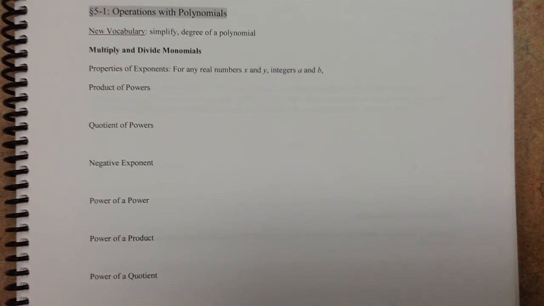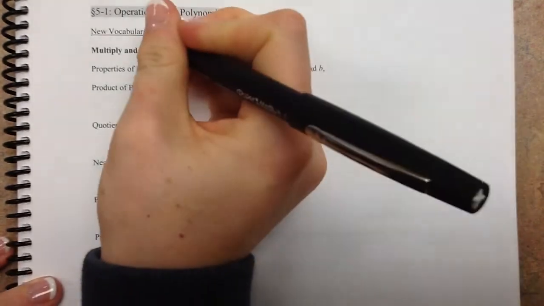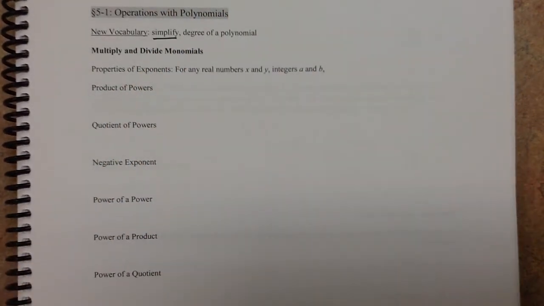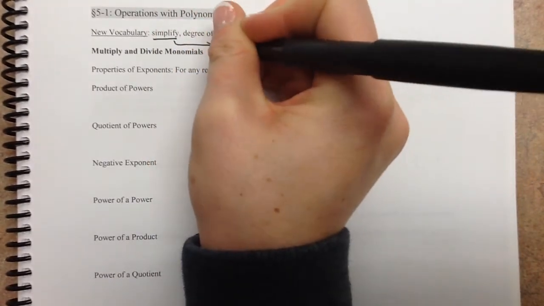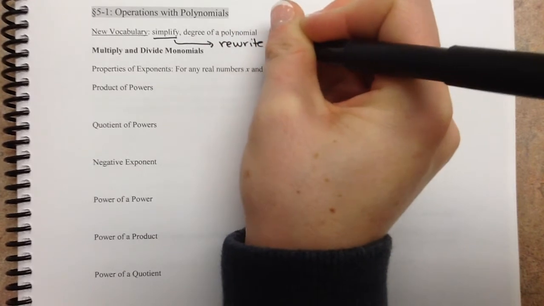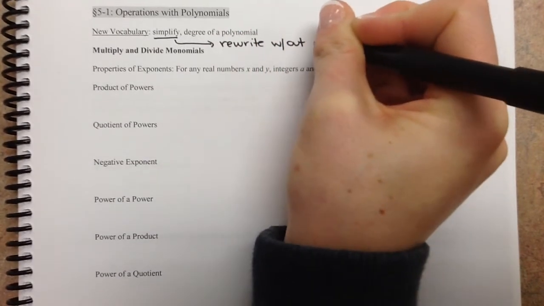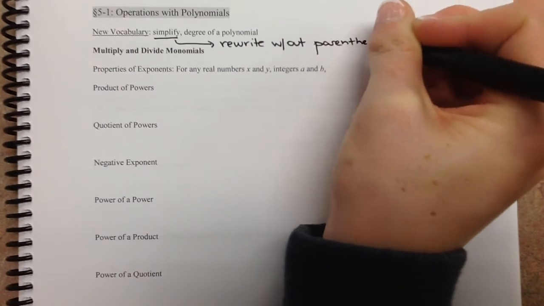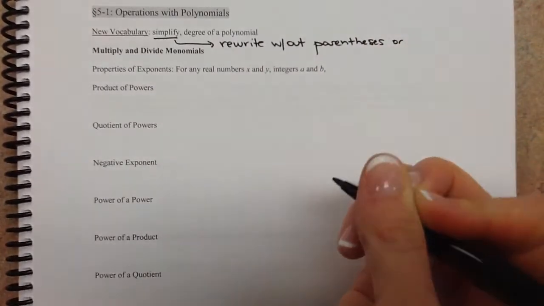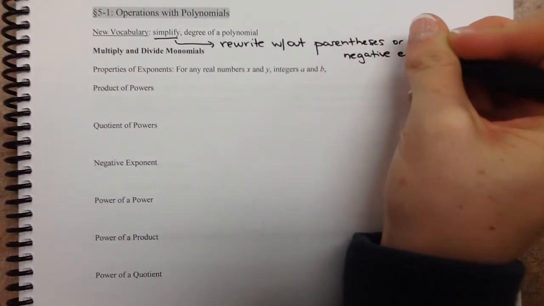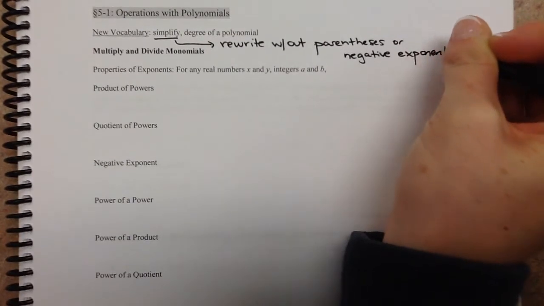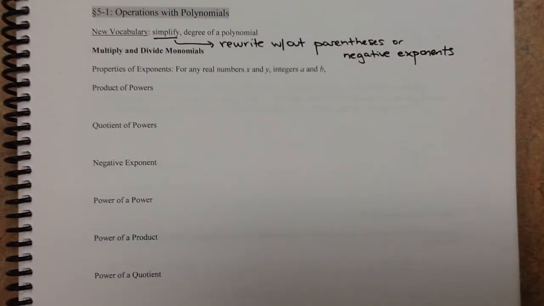So we're going to be doing a lot of simplifying. When we talk about simplifying, what that means in official math language, to simplify an expression, if there are powers involved, it means to rewrite the expression without parentheses and without negative exponents. All right, so what we're going for here is we want to rewrite the expression without parentheses and without negative exponents. Okay, so that's our end goal.